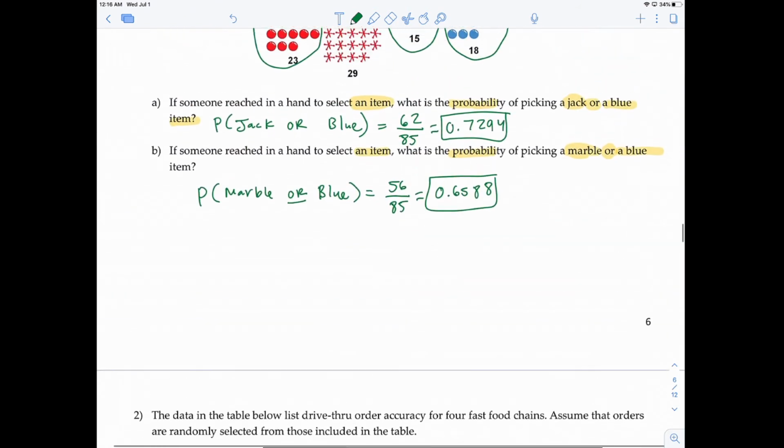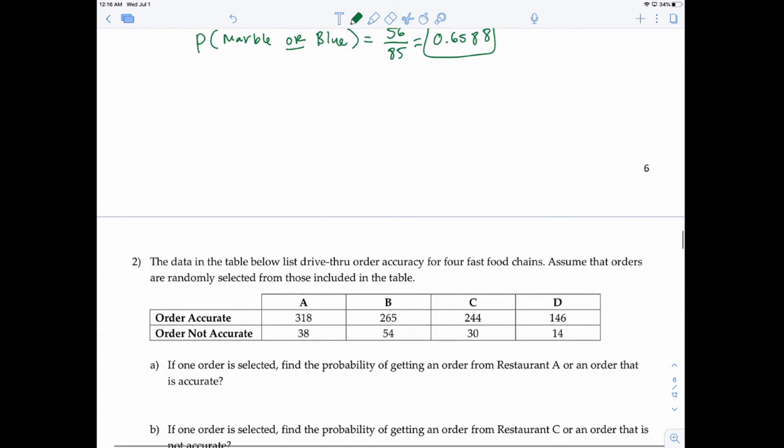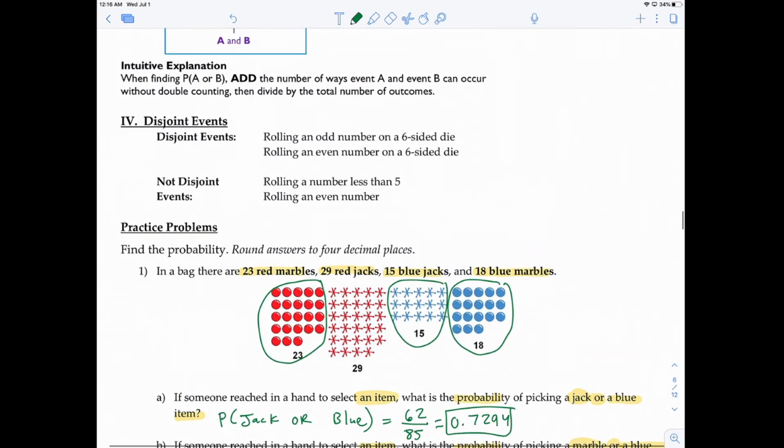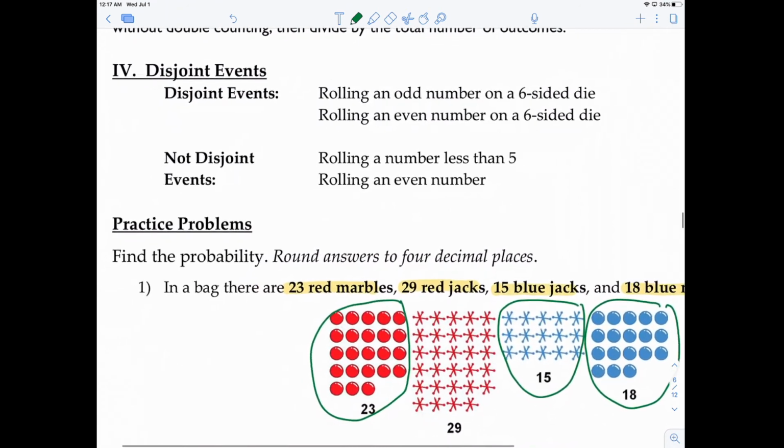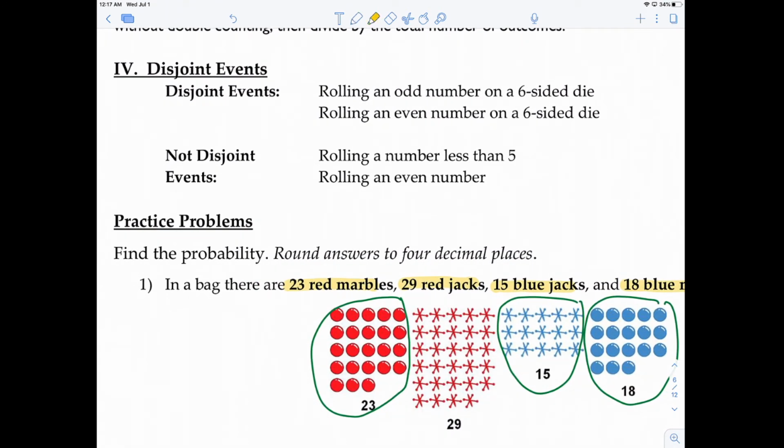Okay, before I go into the next part, let me just talk a little bit about disjoint events. Again, we looked at the definition up there. Disjoint events are events which cannot occur at the same time. For example, rolling an odd number and rolling an even number are disjoint because they can't occur at the same time. You can't get a number that is both odd and even, so you can't have an event that has those two characteristics.